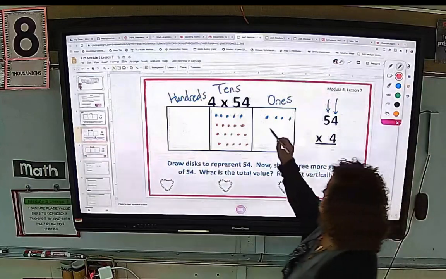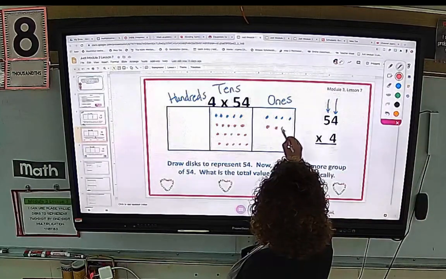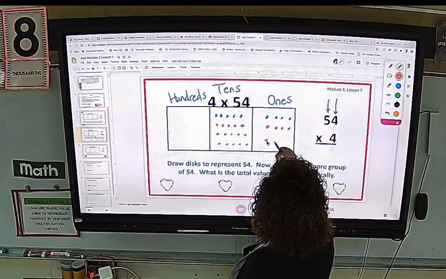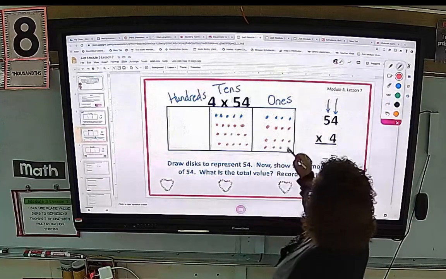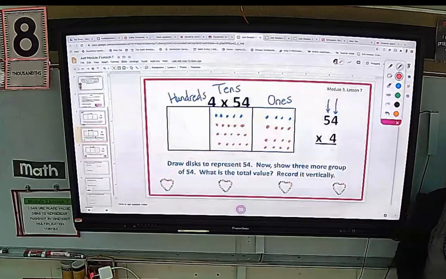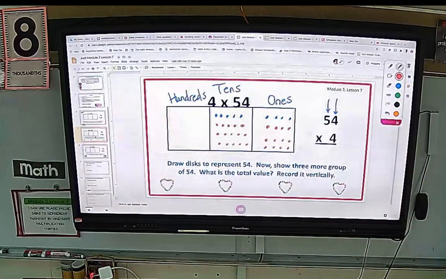Okay, so we're also going to do the ones. Each part of that number has to be multiplied. You can't just do the tens and say I'm done. You've got to do the tens and the ones. Okay, another good way to do it.